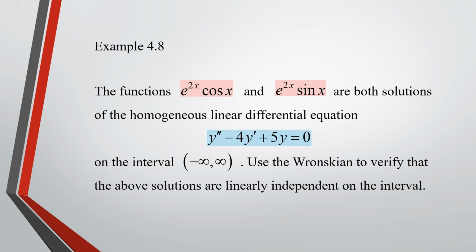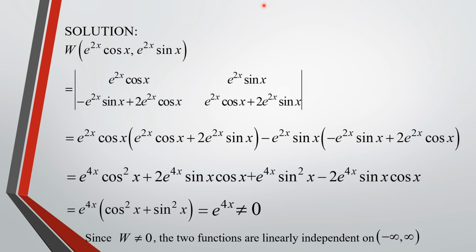Okay, how do we want to use the Wronskian to verify that they are linearly independent? This is what we're going to do. You write down W of y1 and y2, because these are the two functions that you want to test. W of e to the 2x cos x, e to the 2x sin x. Since there are only two functions y1 and y2, you just have to set up the determinant of a matrix of size 2 by 2. There will be 2 rows and 2 columns.